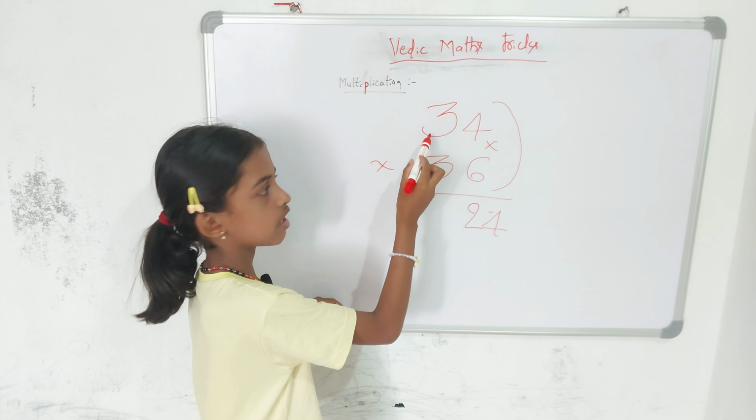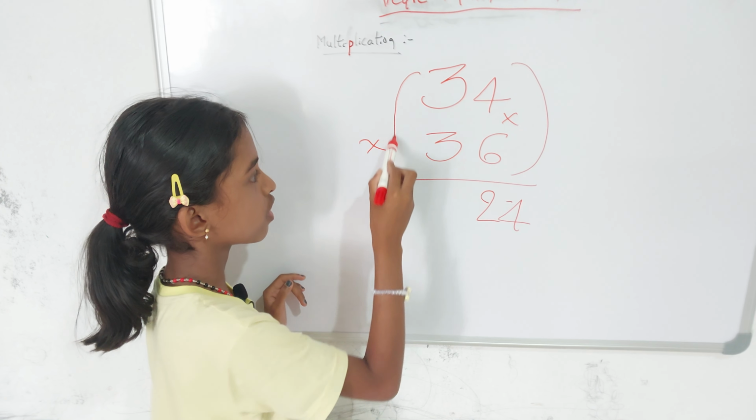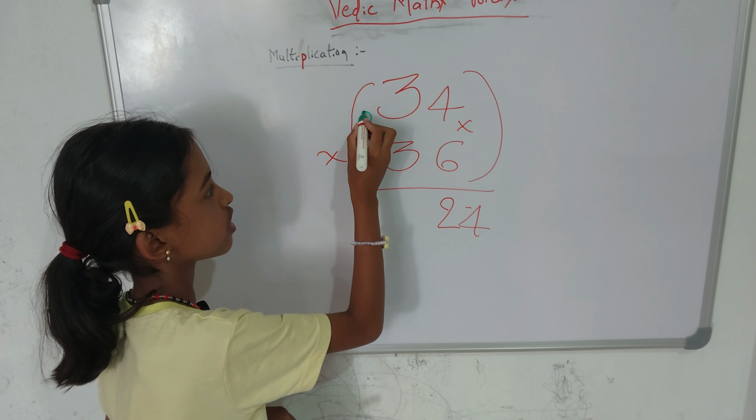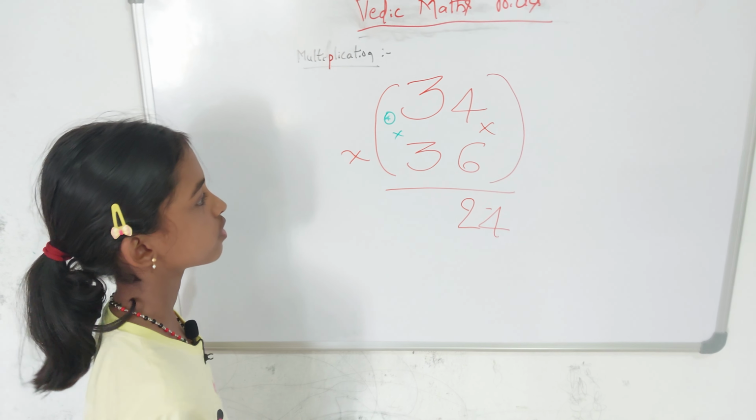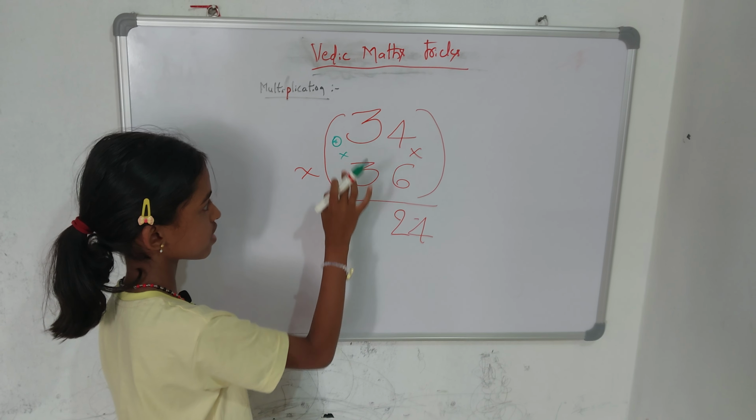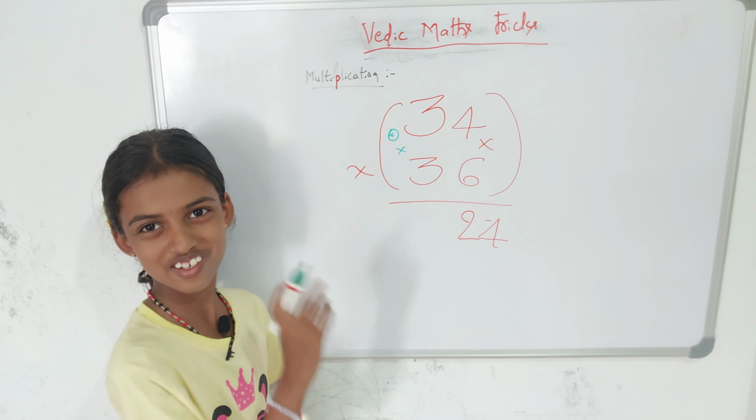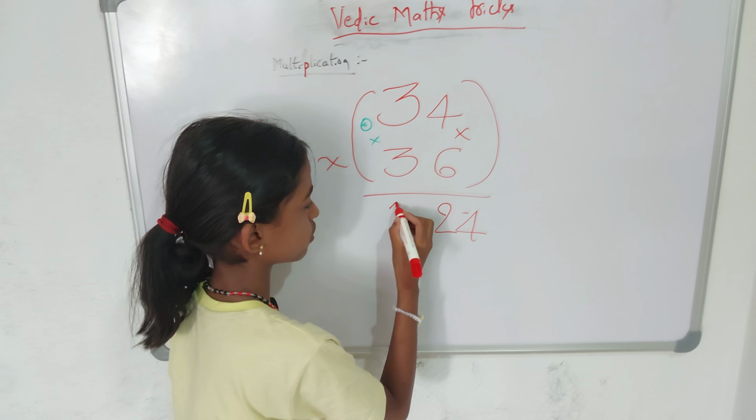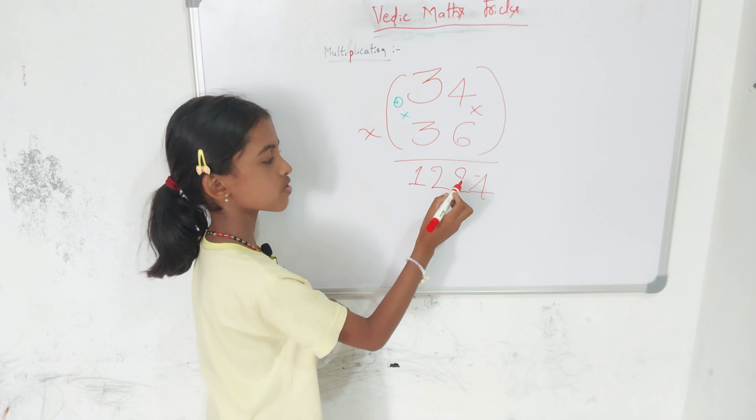Now the number after 3 is definitely 4. Now write here 4 and multiply 4 into 3. 4 ones are 4, 4 2s are 8, 4 3s are 12. Oh sorry, 4 3s are 12. Now the answer is 1224.